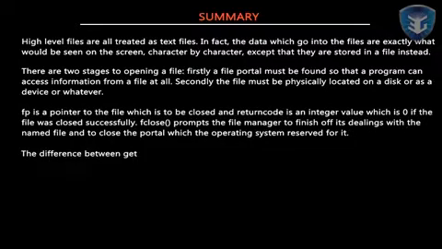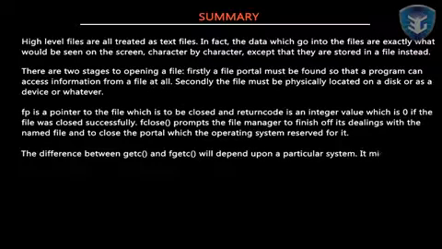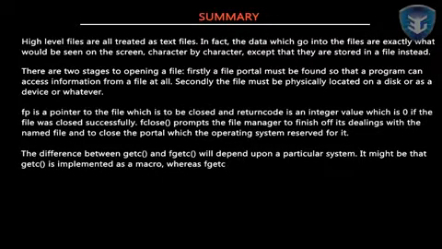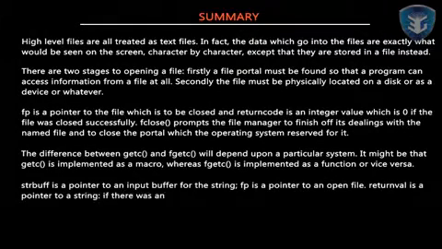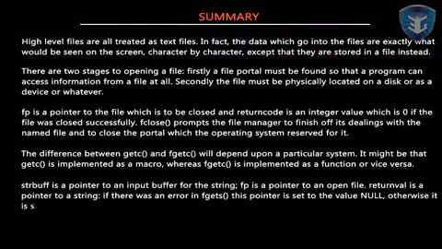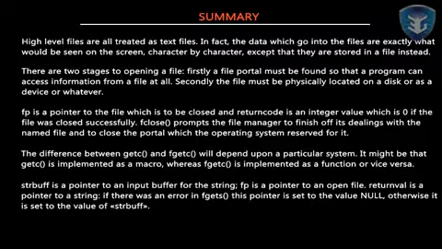The difference between getc() and fgetc() will depend upon a particular system. It might be that getc() is implemented as a macro, whereas fgetc() is implemented as a function, or vice versa. strBuff is a pointer to an input buffer for the string. fp is a pointer to an open file. returnval is a pointer to a string. If there was an error in fgets(), this pointer is set to the value null. Otherwise, it is set to the value of strBuff.